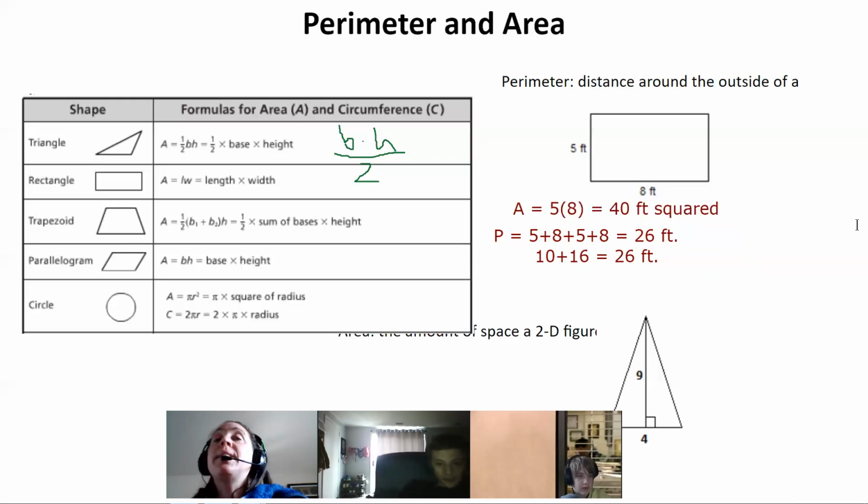Okay, down there we have a triangle. So we're going to need a different formula. We're going to need that base times height divided by 2 formula.